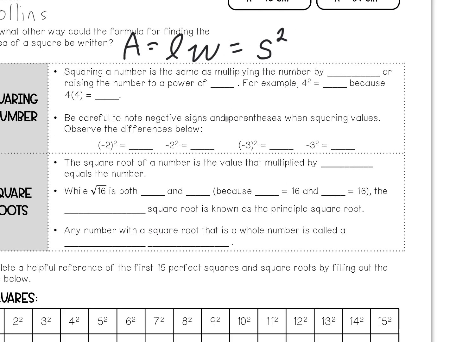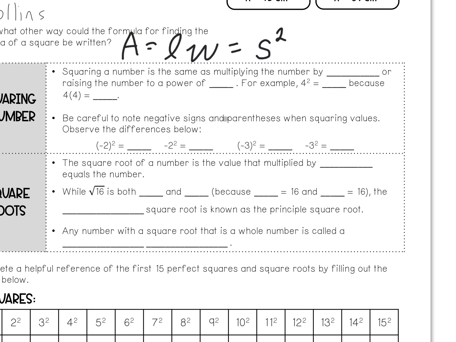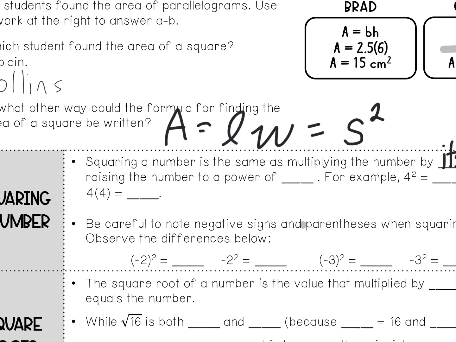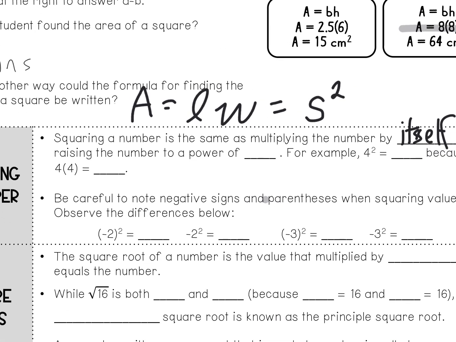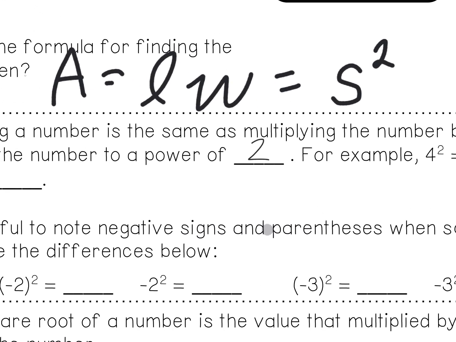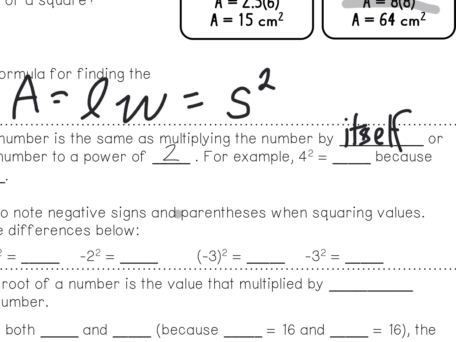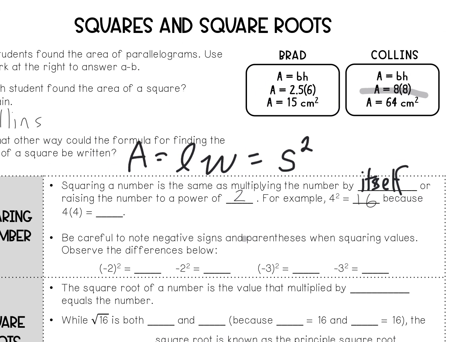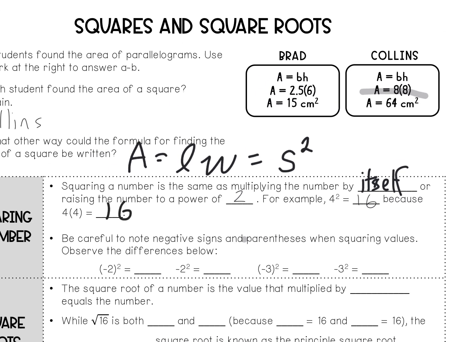So squaring a number is the same as multiplying the number by 2. No, itself. Itself. Or raising the number to the power of 2. Okay, power of 2. For example, 4 squared is equal to what? 16. Yep, 16. Because 4 times 4 is 16.